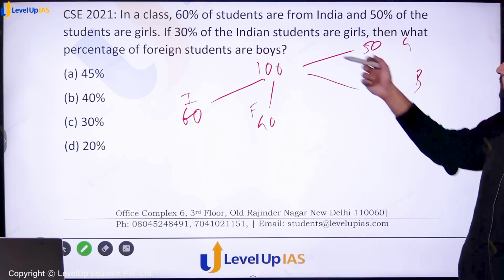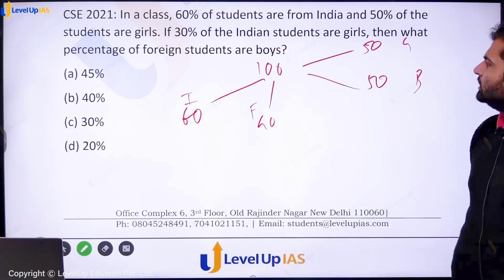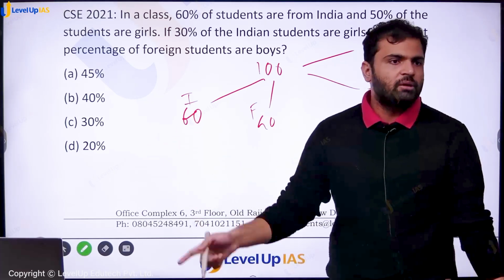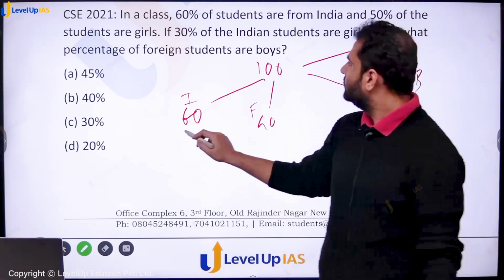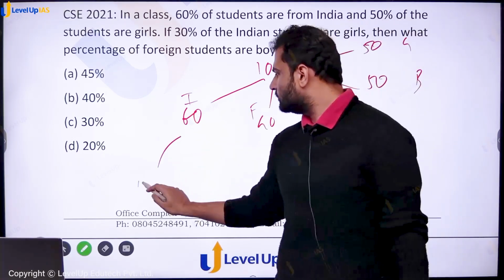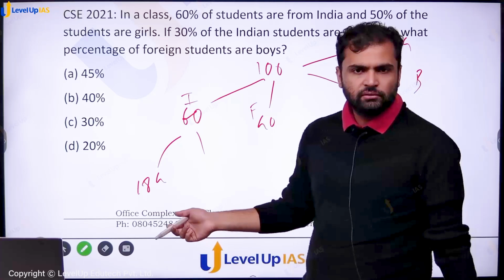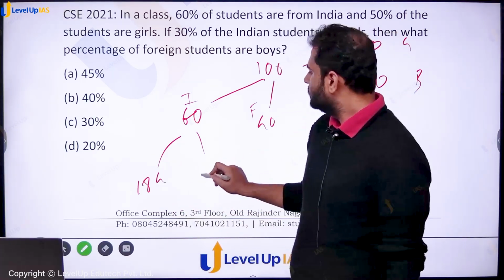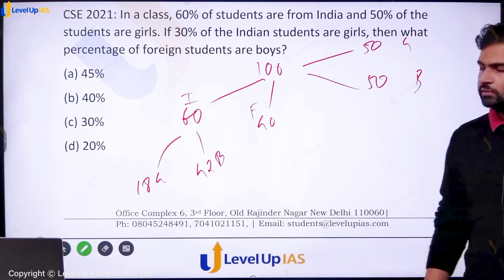Then we are saying 30% of Indian students. Percentage की जरूरत नहीं ना? We have started with 100. If 30% of Indian students are girls, how many Indian students are there? 60. Out of that 30%. So 30% of 60 is 18. 18 are girls. So remaining are boys. कितने हैं? 42. 42 are boys, right?